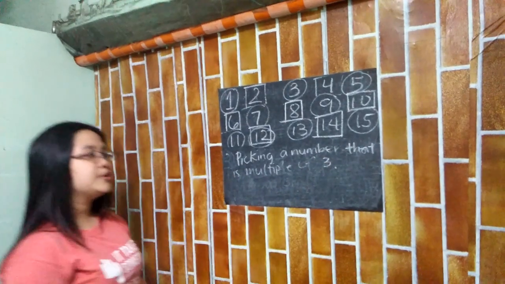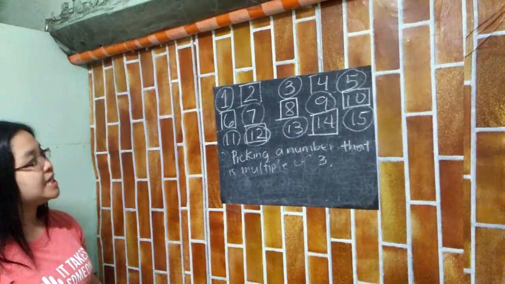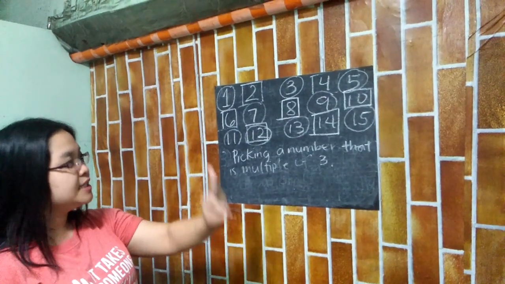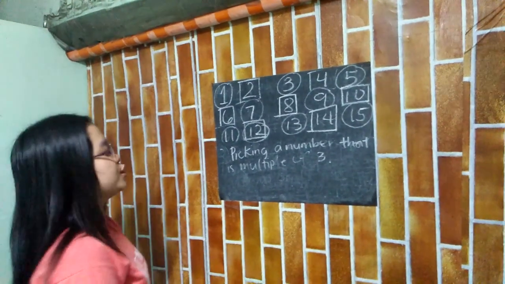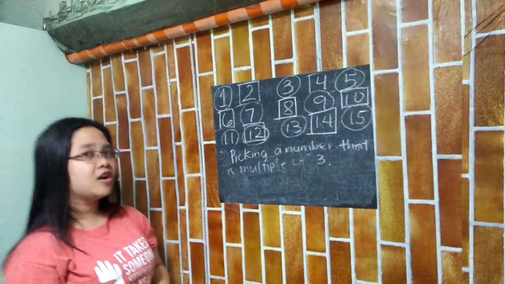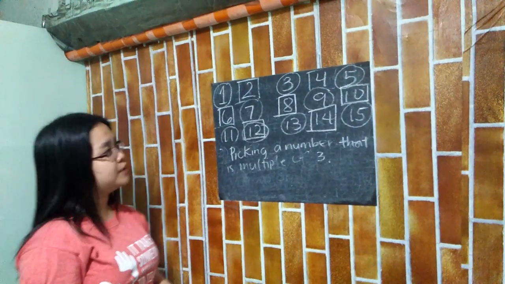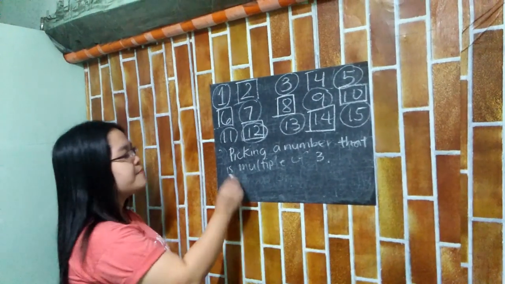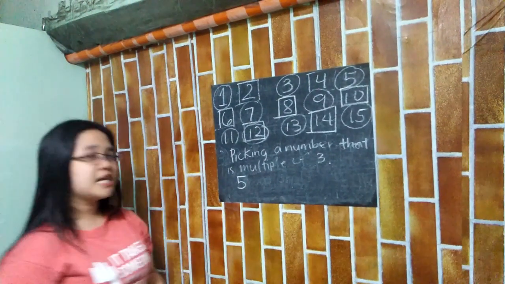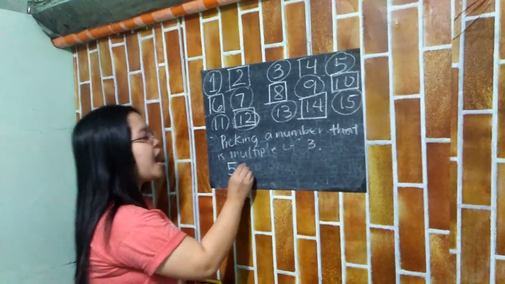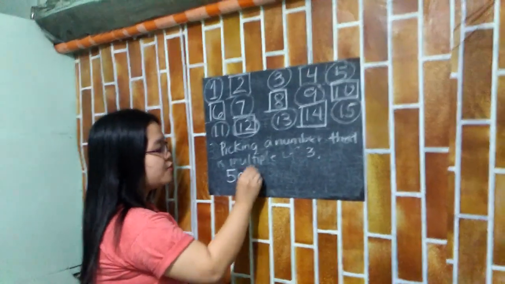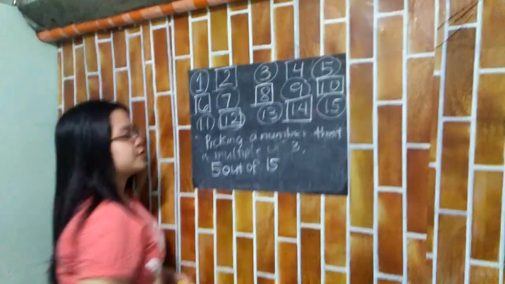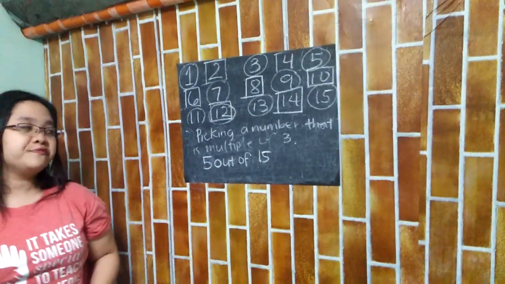Okay, what are those numbers that are multiples of 3? So we have 3, 6, 9, 12, 15. How many favorable outcomes are there? The multiples of 3: 3, 6, 9, 12, 15. So we have 5 as our favorable outcome out of, what is our possible outcome again? 15. So 5 out of 15.